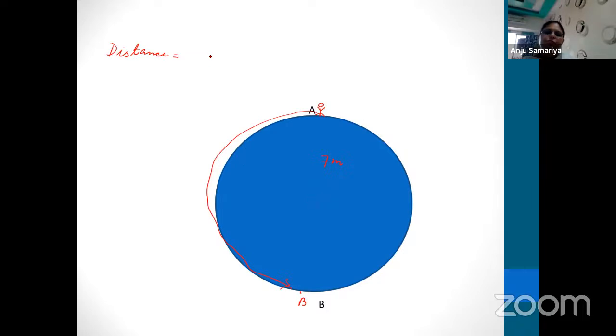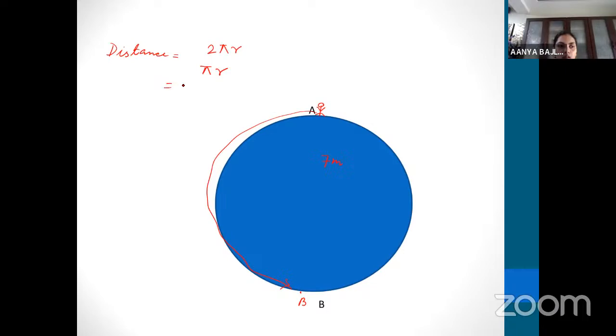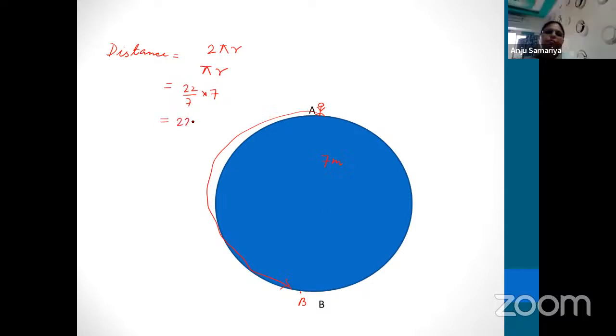What's the formula for the circumference of the circle? It is 2 pi r. Correct, 2 pi r. So it is a half circle, so only pi r, right? So it becomes how much? 22 upon 7 into 7. So it becomes 22 meters.